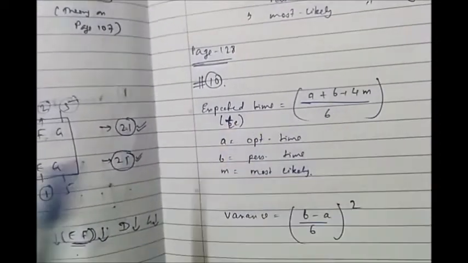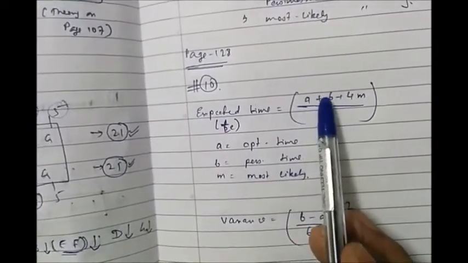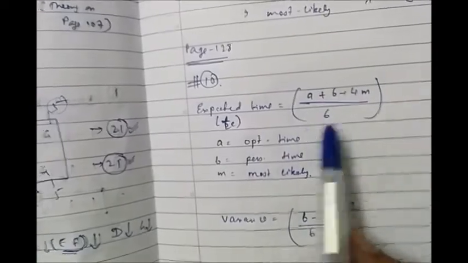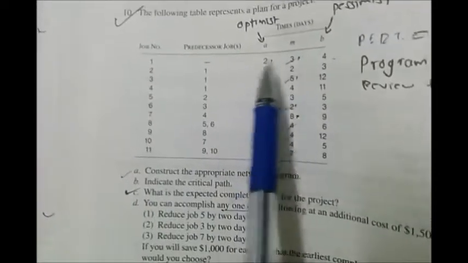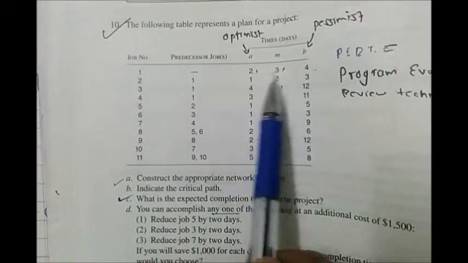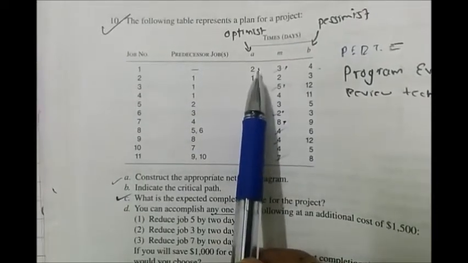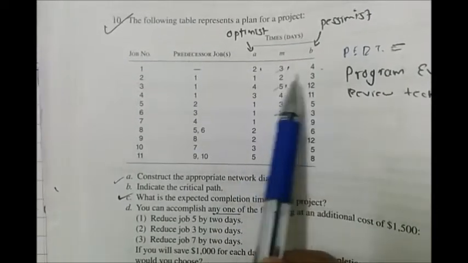Now the first thing which we will do here is we'll calculate the expected time, that is TE. Expected time is A plus B plus 4 times M divided by 6, right? So we calculate the expected time for each and every row. For example, you take this one, you do A plus B plus 4M divided by 6.